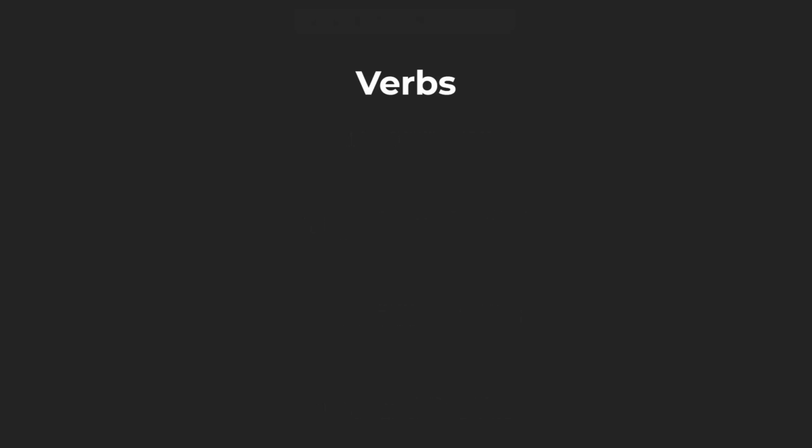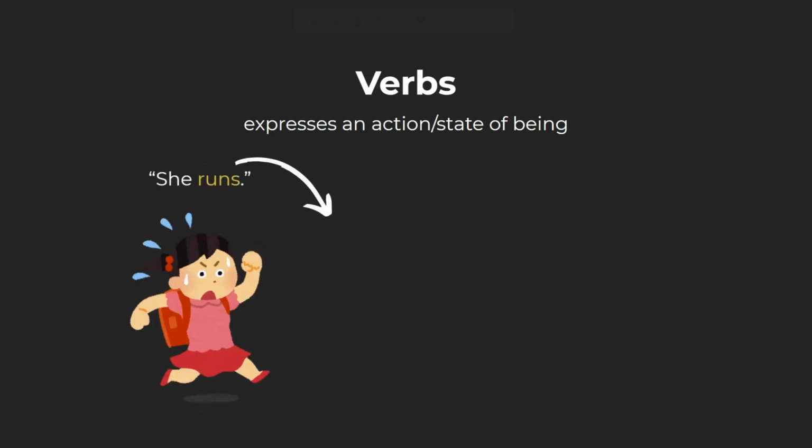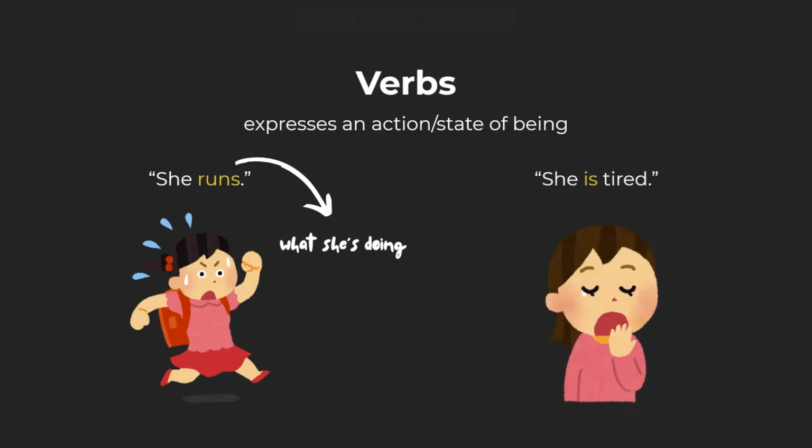A verb is a word that expresses an action or a state of being. According to English grammar rules, every sentence needs a verb. If there's no verb, it's not a sentence. For example, in the sentence, "She runs," runs is the verb, telling us what she is doing. In "She is tired," is is the verb. This isn't an action, but it reflects a state of being and tells us something essential about the subject.